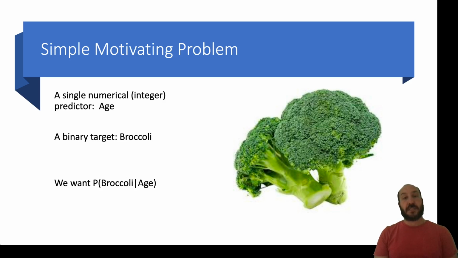To motivate this further, let's think about a very simple problem where we've got a single numerical integer predictor, which is age in this case, and a binary target variable, which is something silly: did that person buy broccoli in the last 30 days or not? So our model is just going to be the probability of broccoli given age.